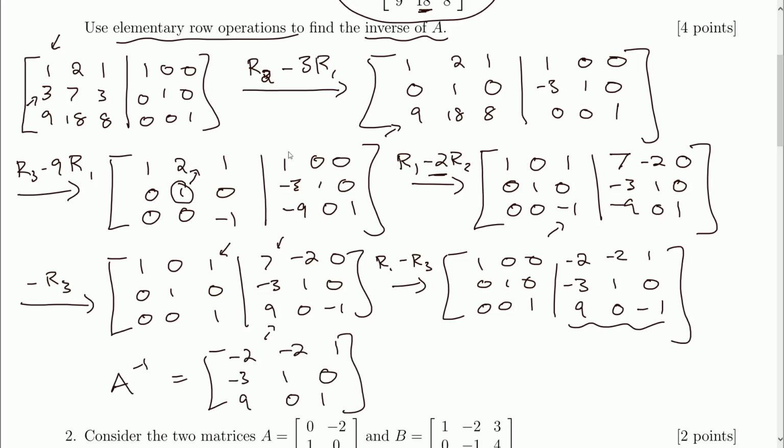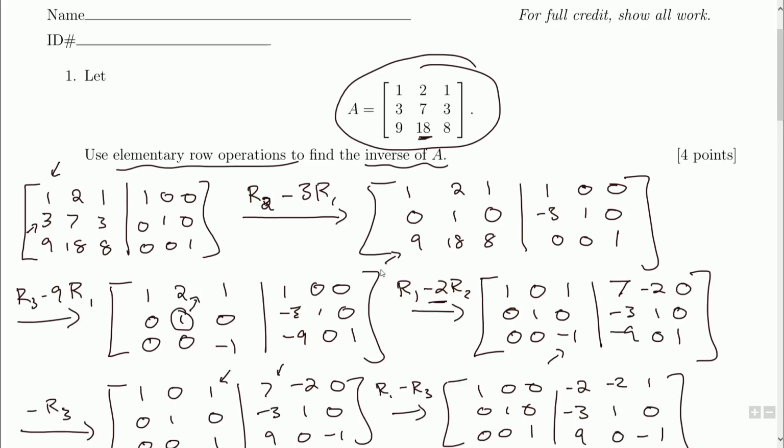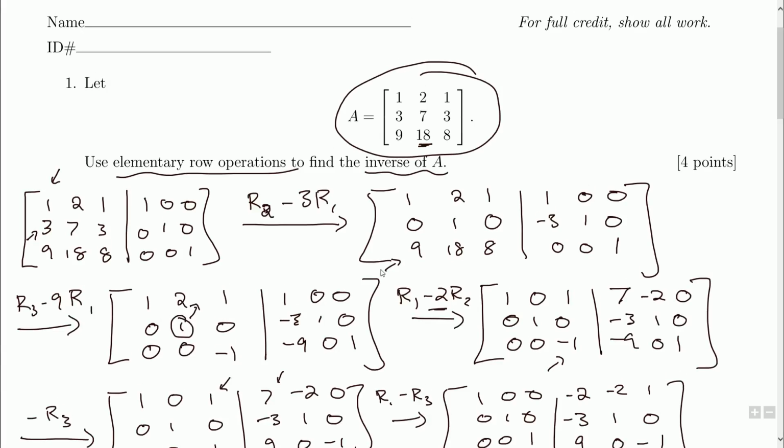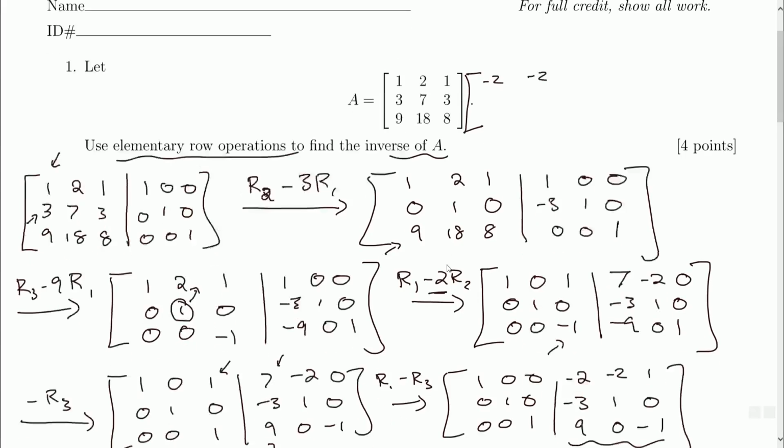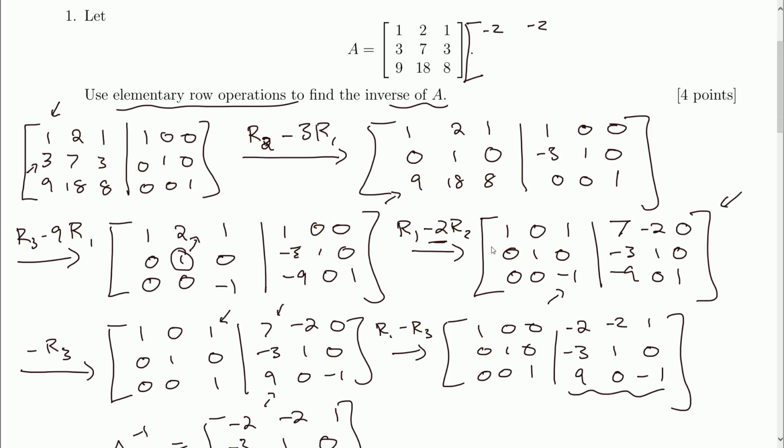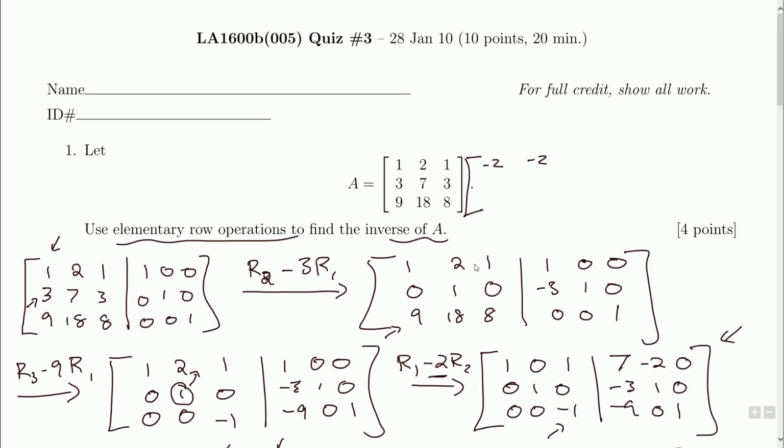Now this is the point where I'd usually say, okay, check your work, because you should be able to multiply A inverse by A. It's going to be a lot of work to multiply a 3 by 3, so you might just want to do 1 or 2 random spot checks. I'm most nervous as to when I added this step here. Okay, so negative 2, negative 2, 1, negative 3, 1, 0, 9, 0, negative 1.